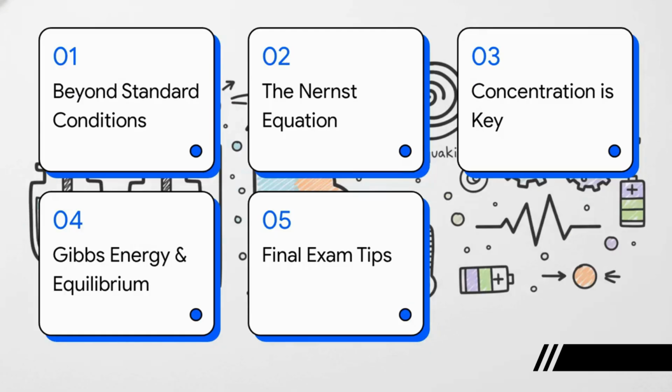So here's our game plan. First, we'll talk about why those standard conditions just don't cut it. Then we'll introduce the Nernst equation itself and really break it down. After that, we'll focus on the single most important factor, concentration. We'll even connect it all to Gibbs energy and equilibrium. And, of course, we'll wrap up with some crucial tips to help you ace your exam.